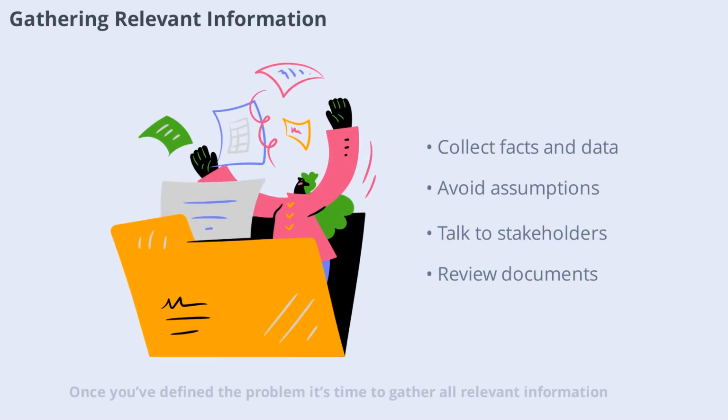Once you've defined the problem, it's time to gather all relevant information. This means collecting facts, data, and opinions from various sources. Don't rely on assumptions, seek out evidence that helps you understand the problem's context. Talk to people involved, review documents, and look for patterns or trends. The more information you have, the better equipped you'll be to analyze the problem accurately and avoid missing important details.